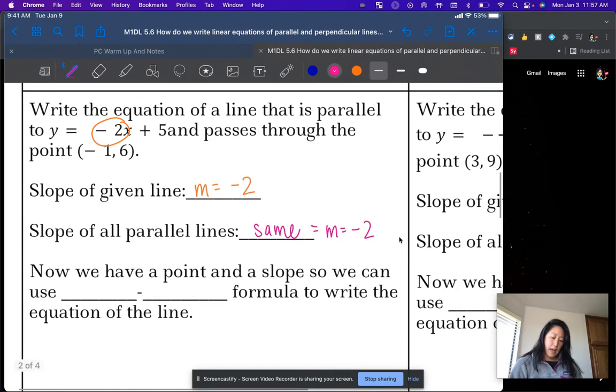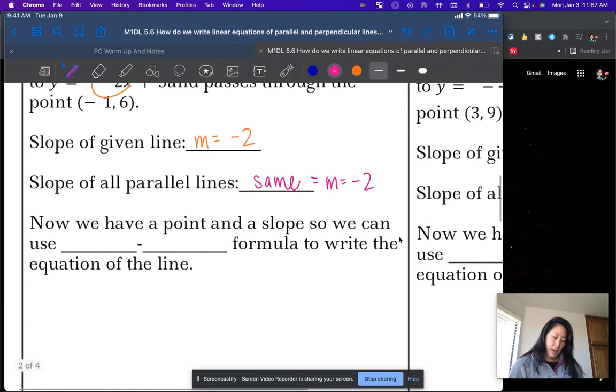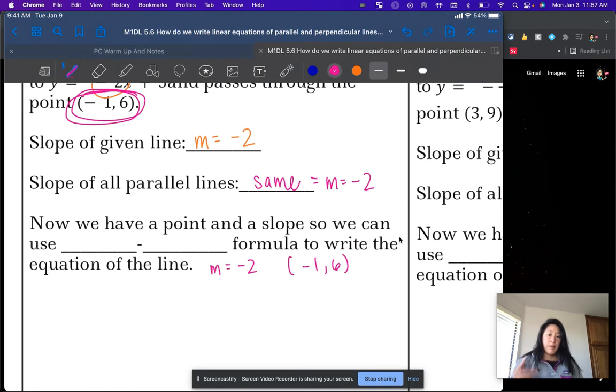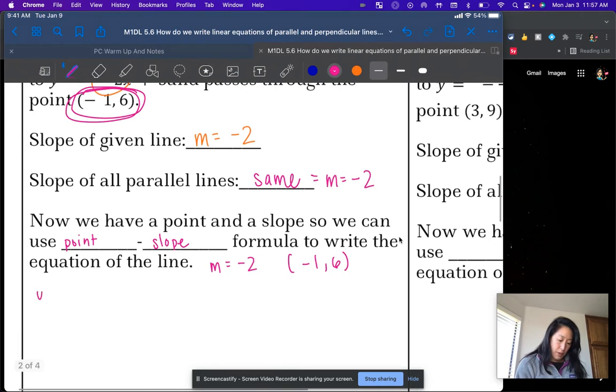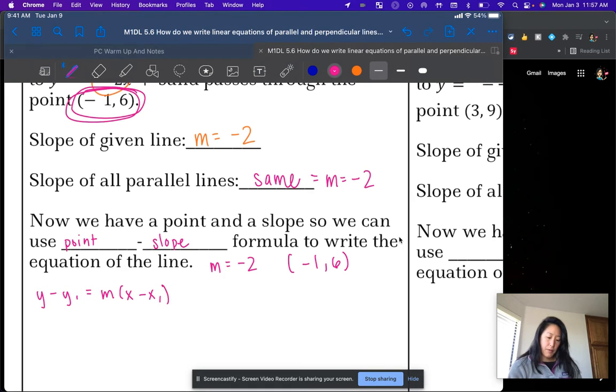So I can see that I have the slope of a new line. The slope of the new line is negative 2, and it passes through the point negative 1, 6. I got that from up here. Okay, I'm given a slope and a point, so I can use the point slope formula to write the equation of the line. The point slope formula is y minus y1 is equal to the slope times x minus x1. We get the x1, y1 from the given point, the point that the line crosses through.